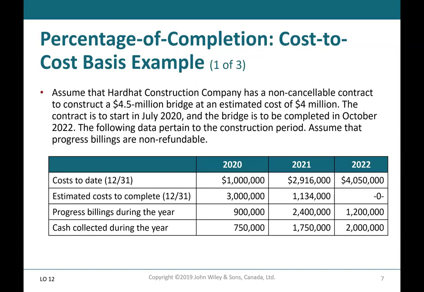Percentage of completion, cost-to-cost basis example, 1 of 3. Assume that Hard Hat Construction Company has a non-cancelable contract to construct a $4.5 million bridge at an estimated cost of $4 million. The contract is to start in July 2020 and the bridge is to be completed in October 2022. The following data pertain to the construction period. Assume that progress billings are non-refundable.